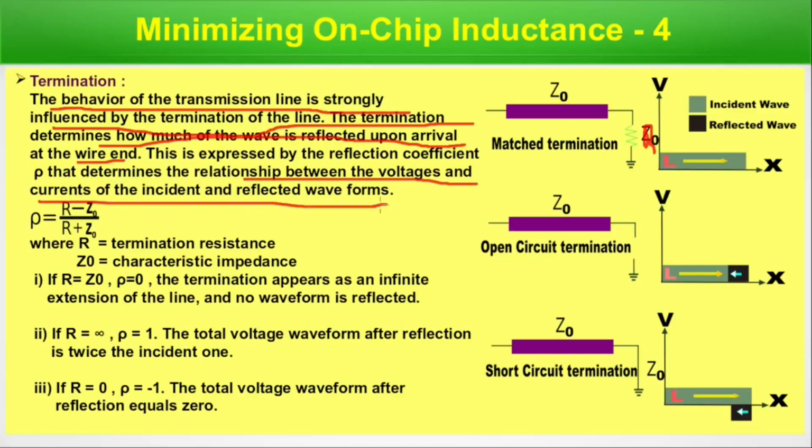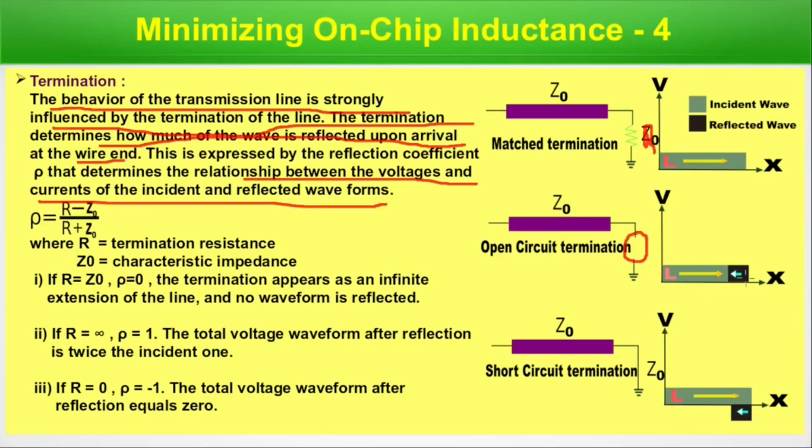Rho equals (R minus Z0) over (R plus Z0), where R is the termination resistance and Z0 is the characteristic impedance. So if R equals Z0, if the transmission line is terminated with the characteristic impedance, rho becomes 0. That means no part of the incident wave is reflected back. That's a perfectly matched termination. And when R is much greater than the characteristic impedance, rho becomes 1. So the circuit will behave like an open circuit termination. The whole wave is returned.